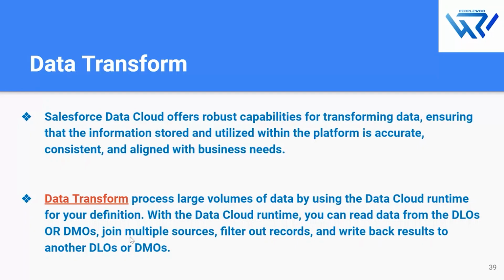With the data cloud runtime, you can read data from multiple data lake objects or data model objects, join multiple sources, filter out records, and write back to a particular DMO or a data lake object. So you can join multiple data models or data lake objects, transform that data, apply filter, select what all attributes you have to keep and what all attributes you have to drop, perform other operations like renaming of attributes, and then once you got the result, you can push that data to a new data model object.